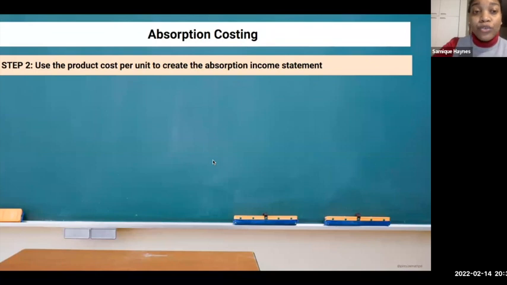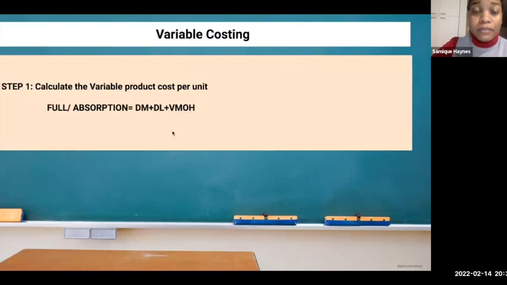And then step 2, use the product cost per unit to create the absorption income statement, which we know how to do. We can take our product cost per unit and we know how to make an absorption income statement.